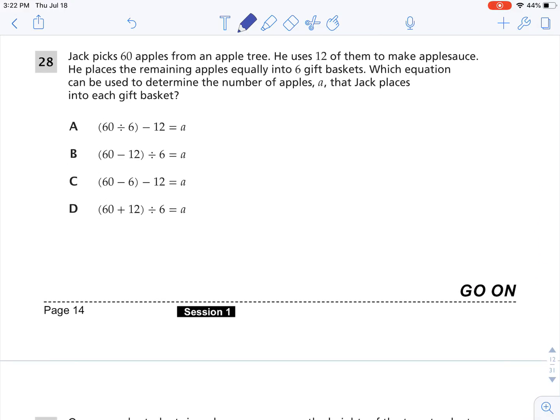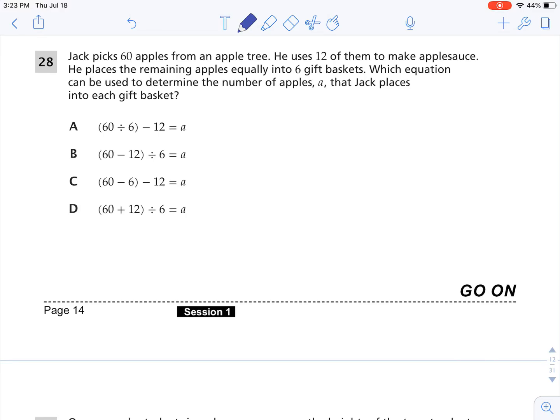Jack picks 60 apples from an apple tree. He uses 12 of them to make applesauce. He places the remaining apples equally into 6 gift baskets. Which equation can be used to determine the number of apples A that Jack places into each gift basket?